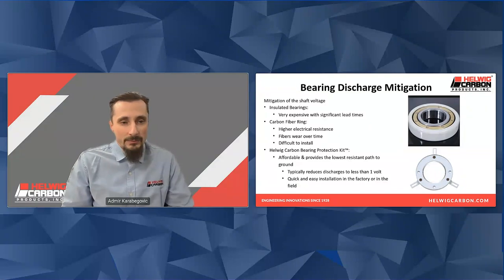You can use a carbon fiber ring. Generally speaking, they're much higher in electrical resistance. The fibers do wear over time, and they can be difficult to install or retrofit a motor out in the field. And then we have our Hellwig carbon bearing protection kits. These are made from a specifically designed silver graphite sliding electrical contact. It typically reduces the discharges to less than 1 volt. And it's quick and easy to install in the factory or in the field.